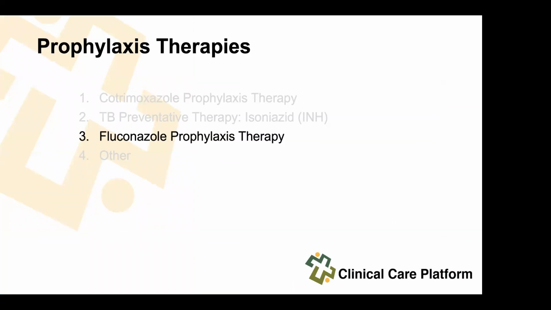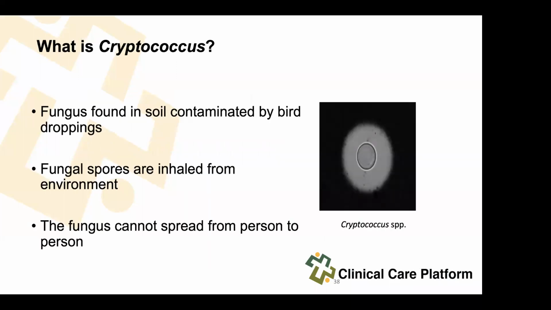So our last prophylaxis for the night is fluconazole prophylaxis therapy, which I think I keep on teaching about, but you can never teach enough. It's always good to continue. Just to remind each other that crypto is a fungus that we find in the environment, particularly contaminated soil. Usually we get it from dry bird droppings, but also from eucalyptus trees.